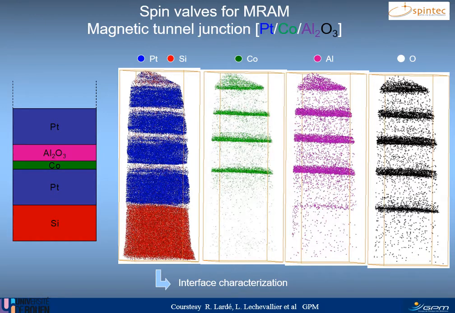oxygen also, because this is an oxide, so the oxygen is here in black. So again, after you've got platinum, cobalt, aluminium, and oxygen. So clearly this shows you the stacking sequence of this spin valve: platinum, cobalt, oxide, platinum, cobalt, oxide, and so forth.